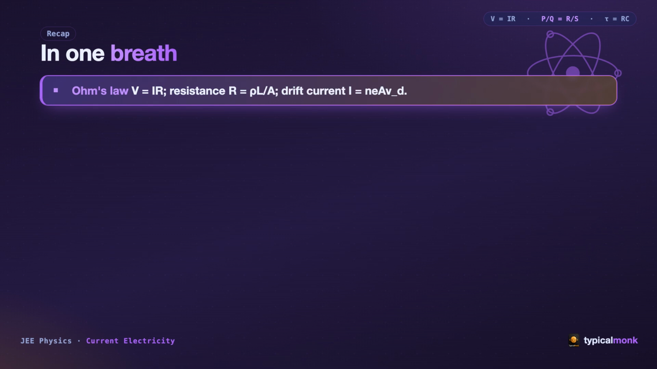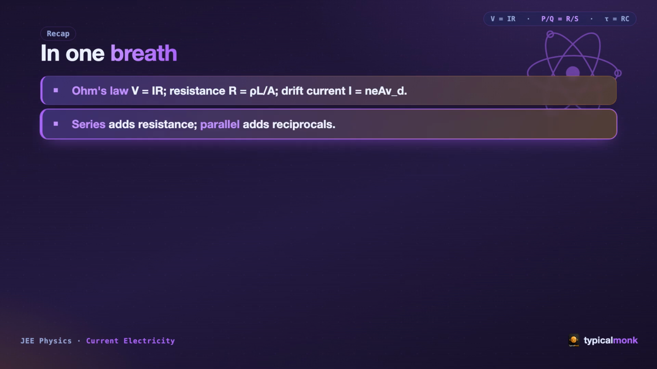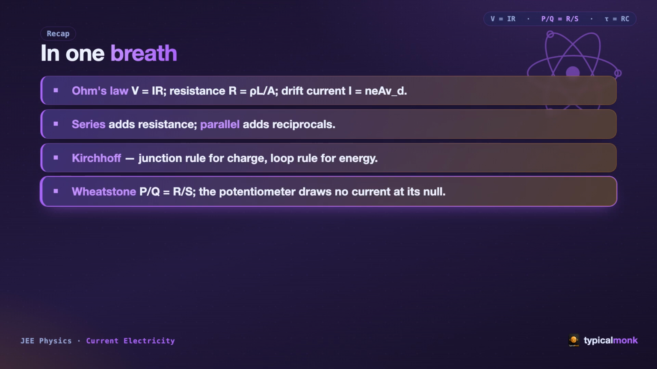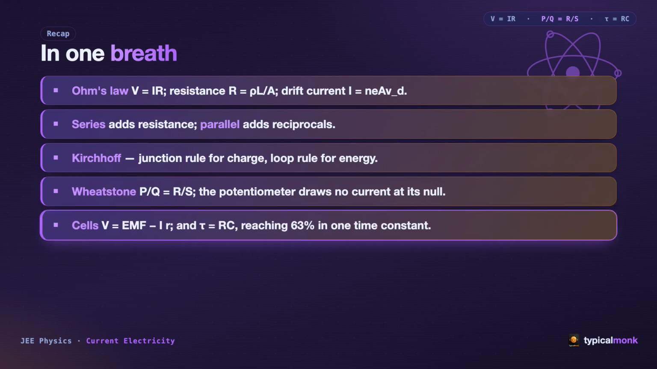Ohm's law, V equals IR, resistance R equals rho L over A, and the drift current I equals neA times the drift velocity. Series adds the resistance, parallel adds the reciprocals. Kirchhoff: the junction rule for charge, the loop rule for energy. Wheatstone, P over Q equals R over S, and the potentiometer draws no current at its null point. For cells, V equals EMF minus Ir, and tau equals RC, reaching 63% in one time constant.